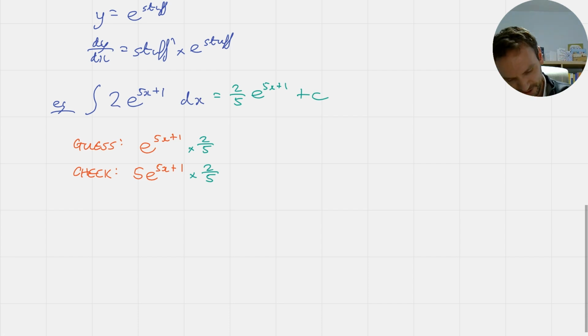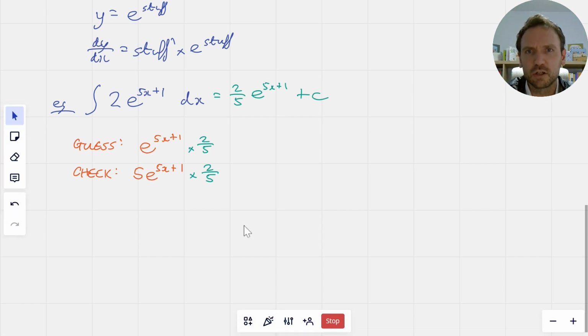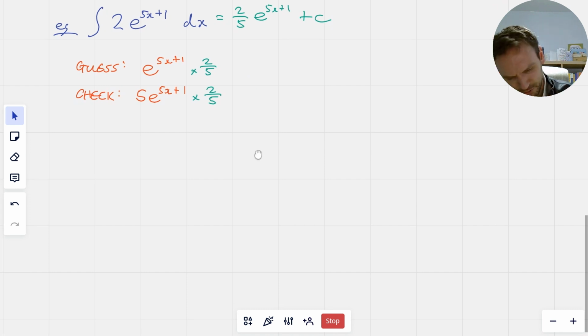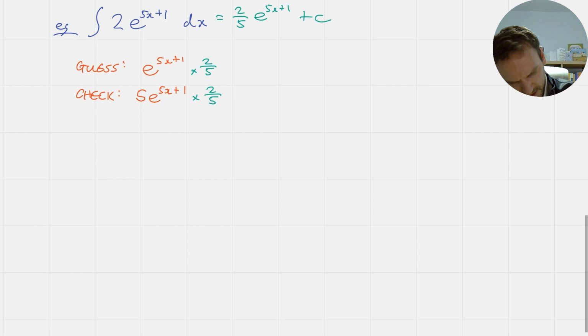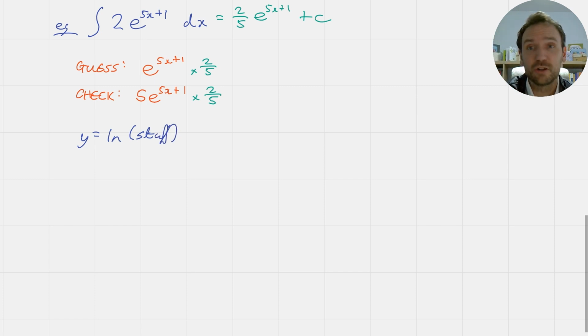Final situation I want to look at, which is probably the hardest to spot, which we haven't looked at so far, is what happens when we've got natural logs. They're the most unusual of the lot. They can be a bit hidden in here and you need to watch out for them. So if we have something of the form ln of stuff, so again, something like ln of x squared plus 1 or ln of 3x cubed minus 2x squared, could be as complicated as you like there.